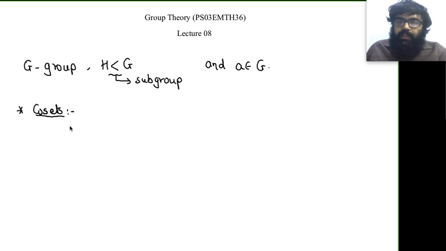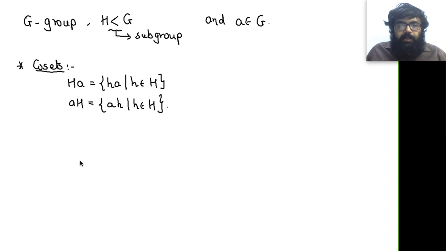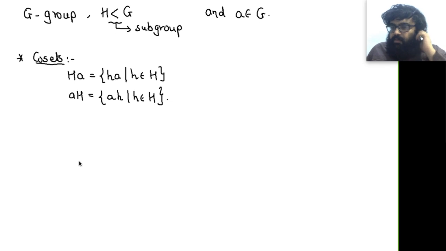The right coset of H in G with respect to A is HA, such that h belongs to H. So this is the right coset. And what is the left coset? This is the left coset, AH, such that h belongs to H. Right? So if the group is abelian, then these two cosets are the same. Every right coset is a left coset.